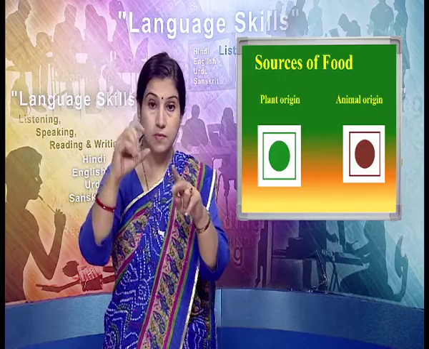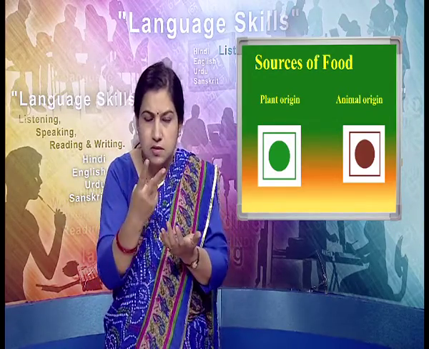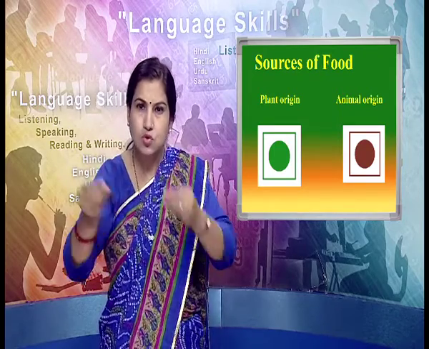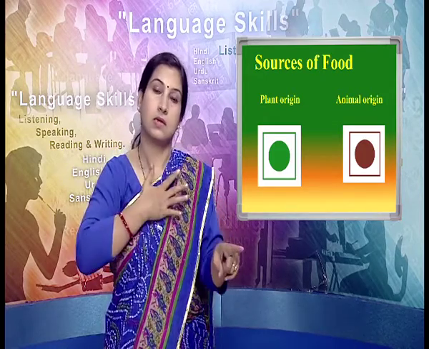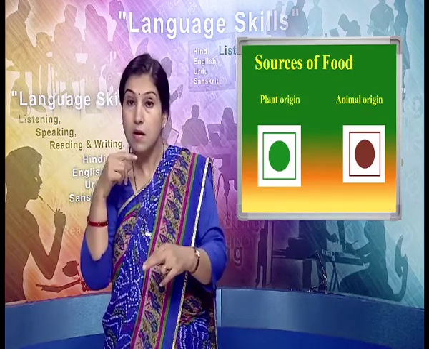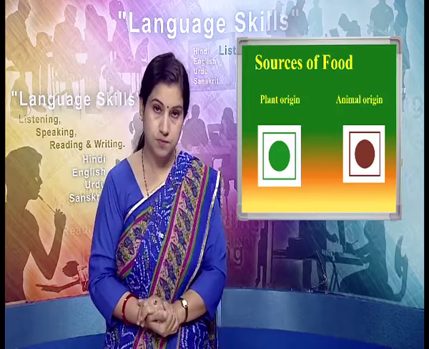Food is obtained from plant origin and animal origin. You must have seen two colors, two circles, which indicate the origin of the food. Green color means the food is obtained from plant origin. And if the color is brown or red, then it is obtained from animal food. From plants, foods are cereals, pulses, fruits, vegetables, sugar, vegetable oil, and from animal sources we normally consume milk and milk products, fish, seafood, eggs, meat, etc.